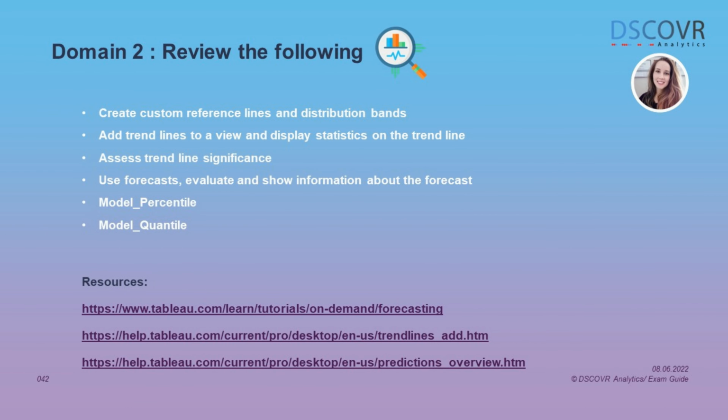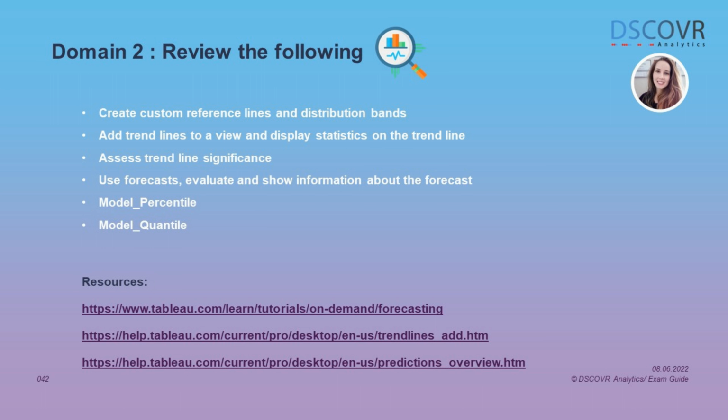Make sure you review the following for section 2.8. So you should be able to create custom reference lines and distribution bands. You should also be comfortable adding trend lines to your visualizations, as well as displaying statistical information about those trend lines. You should be able to look at the output of a trend line and evaluate its significance. And you should also have a good idea of what options you have when customizing your trend lines as well.